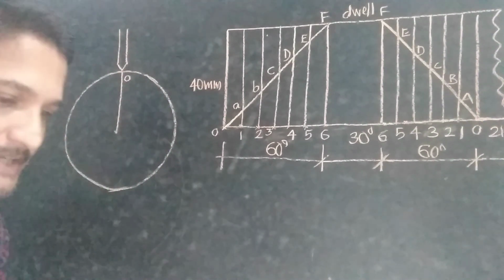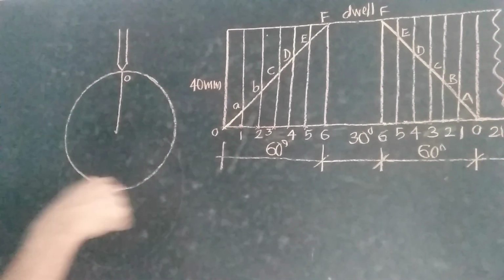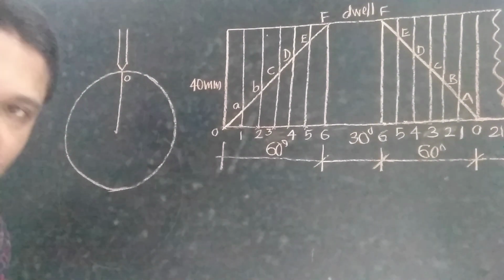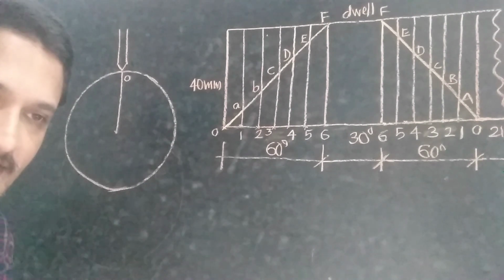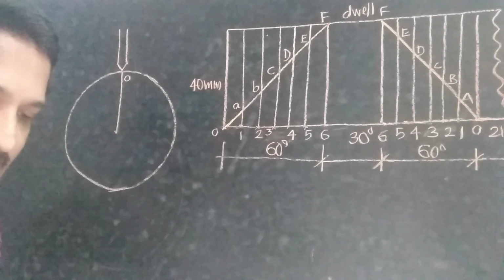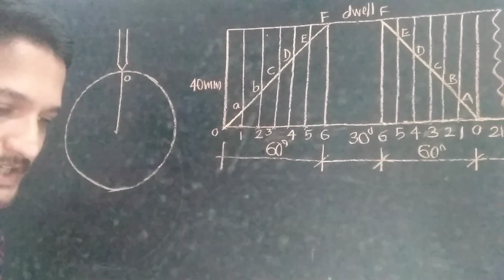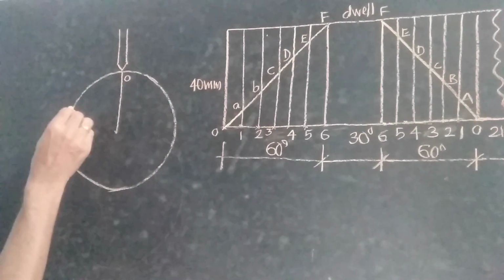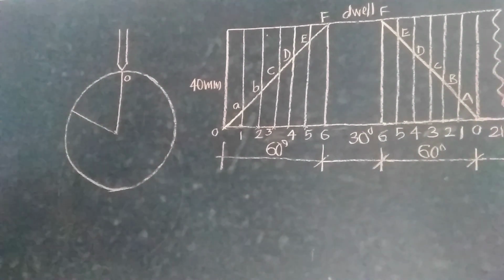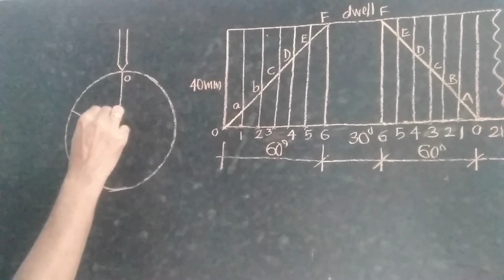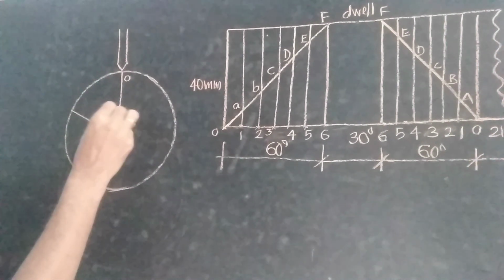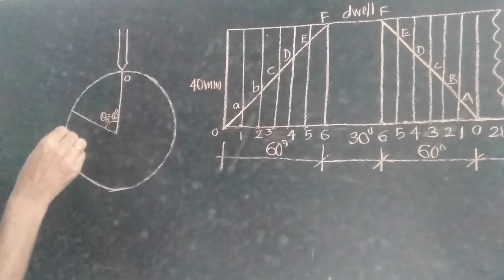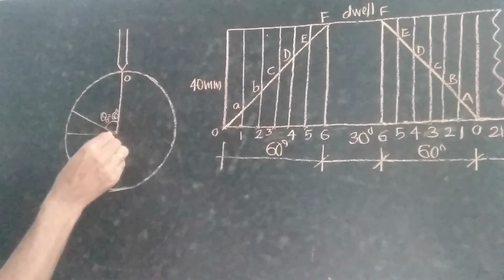Then next, divide the entire 360 degree rotation into 4 parts: outstroke, dwell, return stroke, then dwell. Here, first outstroke is equal to 60 degree, so we can represent that 60 degree here. This 60 degree is theta outstroke is equal to 60 degree. The next 30 degree is dwell.